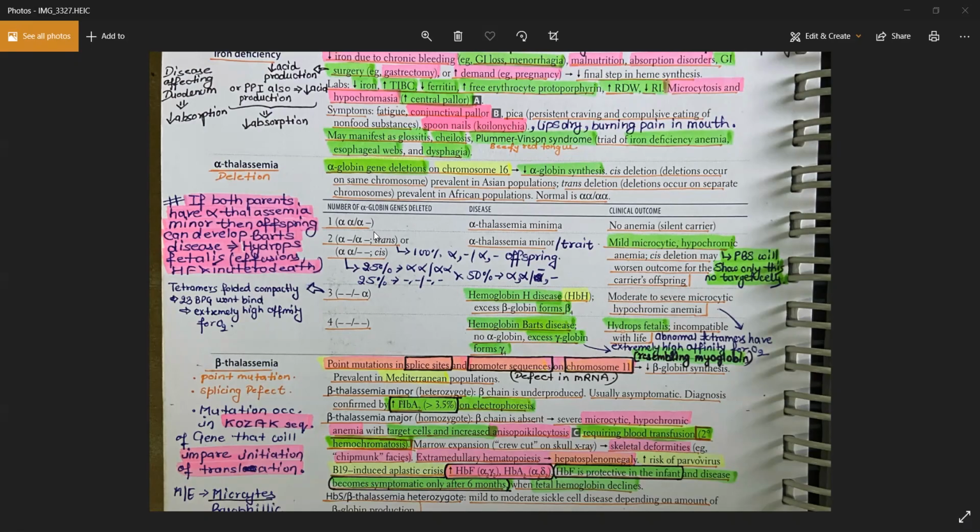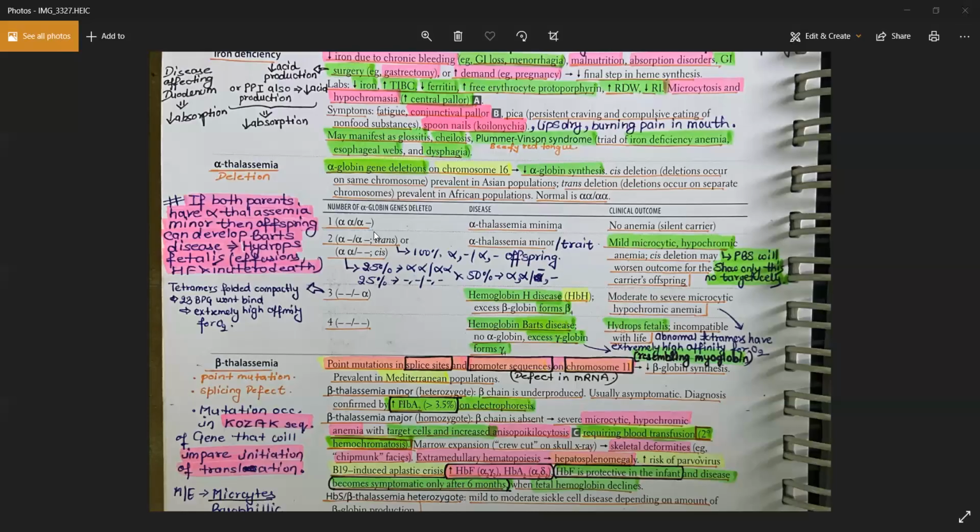Can anyone tell me what kind of hemoglobin these tetramer units mimic? Myoglobin. Exactly, myoglobin, which has the highest affinity for oxygen. They will mimic myoglobin. Very important. Step 1 can ask you this fact also.